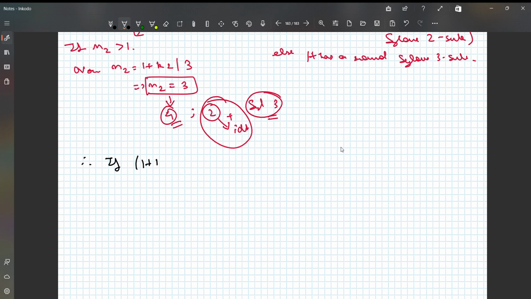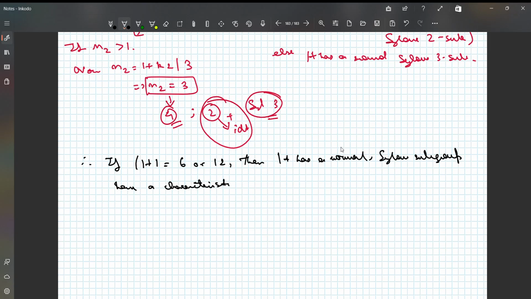So what do we conclude from here is that, therefore, if the order of H is 6 or 12, then H has a normal Sylow subgroup. So it always has a normal Sylow subgroup, be it a Sylow 2 subgroup or a Sylow 3 subgroup. Hence, a characteristic Sylow subgroup. Because recall that unique subgroups are characteristic subgroups. So if H has a normal Sylow subgroup, then it means that H has a unique Sylow subgroup, but a unique Sylow subgroup needs to be characteristic in H, right?